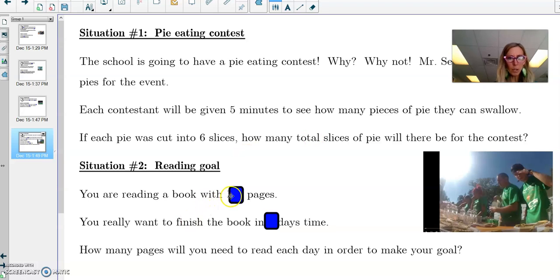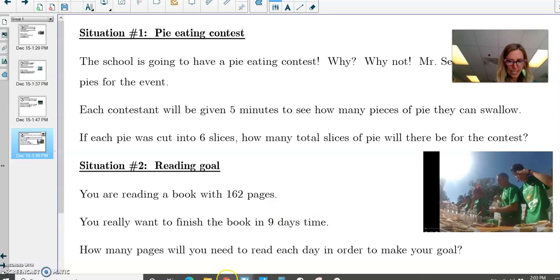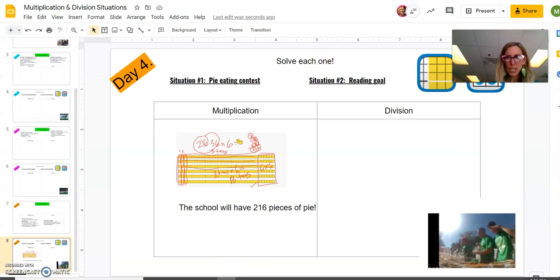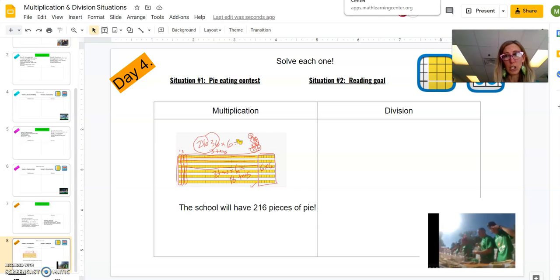Okay. So you're reading a book with 162 pages. You want to finish it in 9 days. All right. You're giving yourself some time. I think you could accomplish that goal. I think I could actually do it.